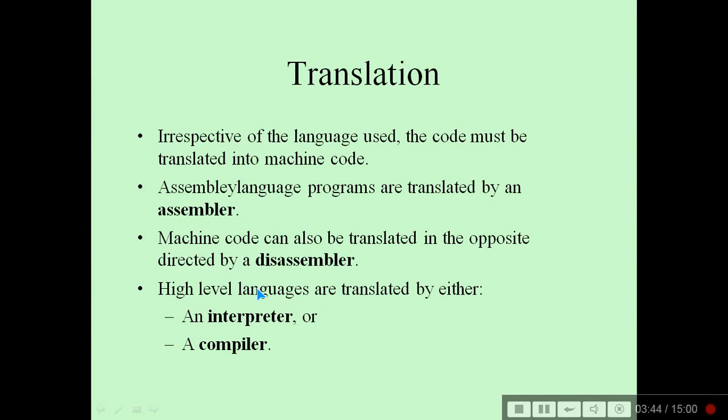High level languages are translated by either an interpreter or a compiler. What they do is convert your high level language into machine language that is understandable by the computer system or processor, in the form of 0110. An interpreter changes high level language to machine code line by line, and a compiler does it at one go.